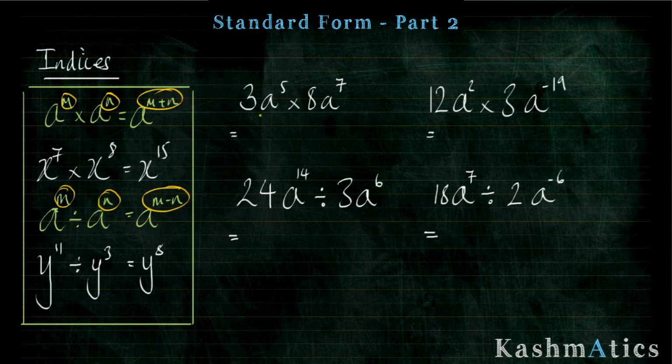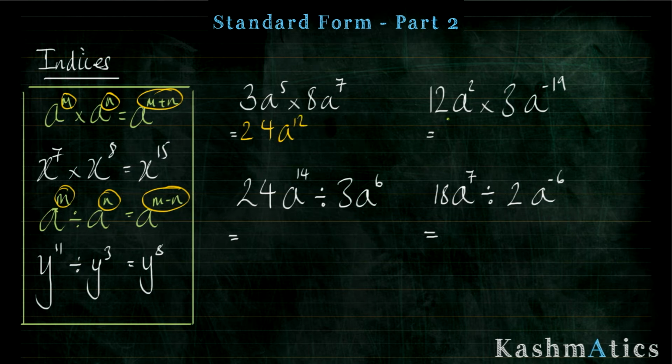Now before we go on to the other examples, we also need to cover these questions. These will form the basis of what we're going to do next. So here I've got 3a to the power 5 multiplied by 8a to the power 7. The first thing we focus on is the 3 and the 8. 3 multiplied by 8 gives us 24, and a to the power 5 multiplied by a to the power 7, remember, you add the powers in this instance and you get a to the power 12, because you're multiplying powers of the same number.